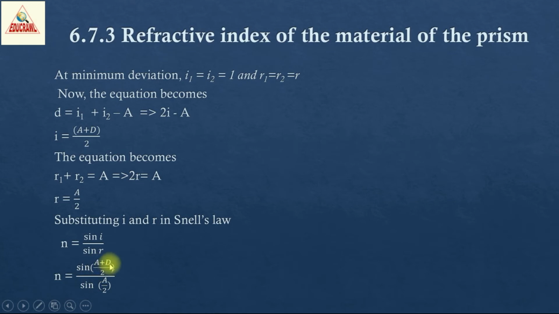This is the expression for the refractive index of the material of the prism. If you know the A value and D value, we can easily find the refractive index of the material of the prism.